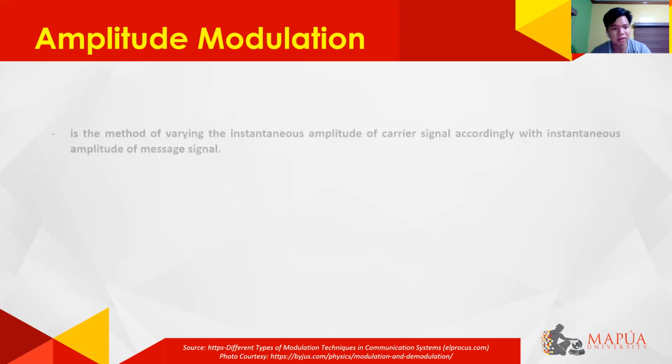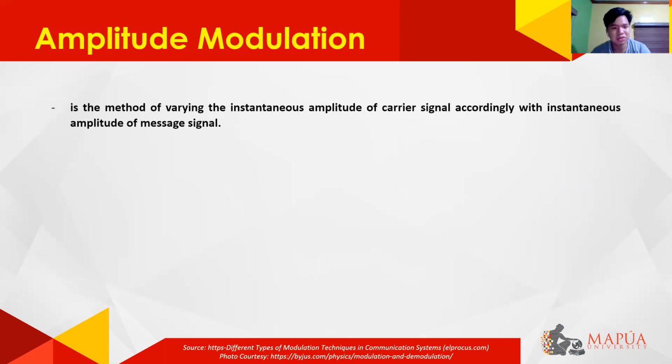Next, okay. So amplitude modulation is the method of varying the instantaneous amplitude of the carrier signal accordingly with the instantaneous amplitude of the message signal. So the amplitude of the carrier wave is varied in proportion to the message signal, and the other factors like frequency and phase remain constant.